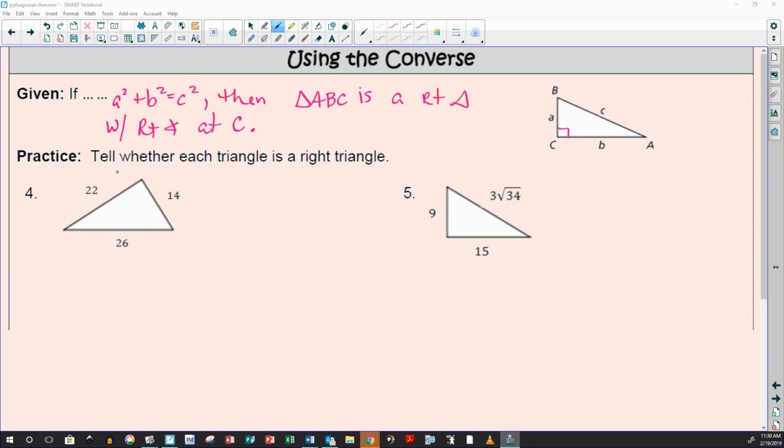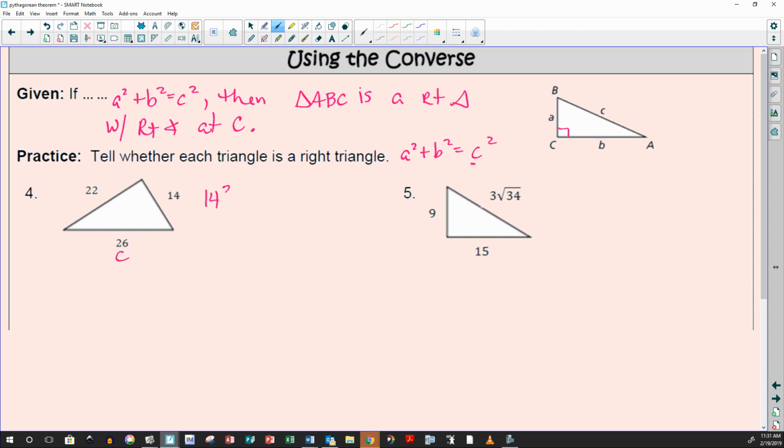Okay, so tell whether each triangle is a right triangle. What we have to do is take these numbers and plug them into the Pythagorean theorem, so that I can see if this is true or not. Because if it's true, then it's a right triangle. If it's not true, it's not a right triangle. But how do you know which side is supposed to be C? Well, we already said that C is the hypotenuse. It's the longest side. So that means your biggest number has to be your C. The other two do not matter.